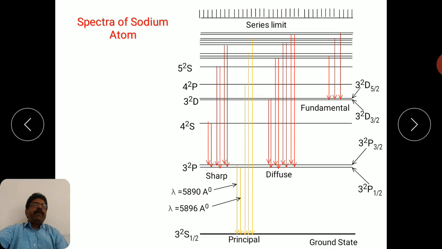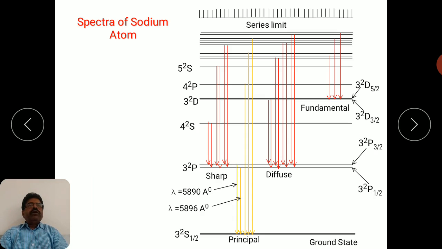You can see here four different series: sharp, principal, diffuse, and fundamental. So we shall discuss here the possible transitions. Some of the transitions are allowed and some are not allowed. The selection rules govern which transitions are allowed and which are not allowed.